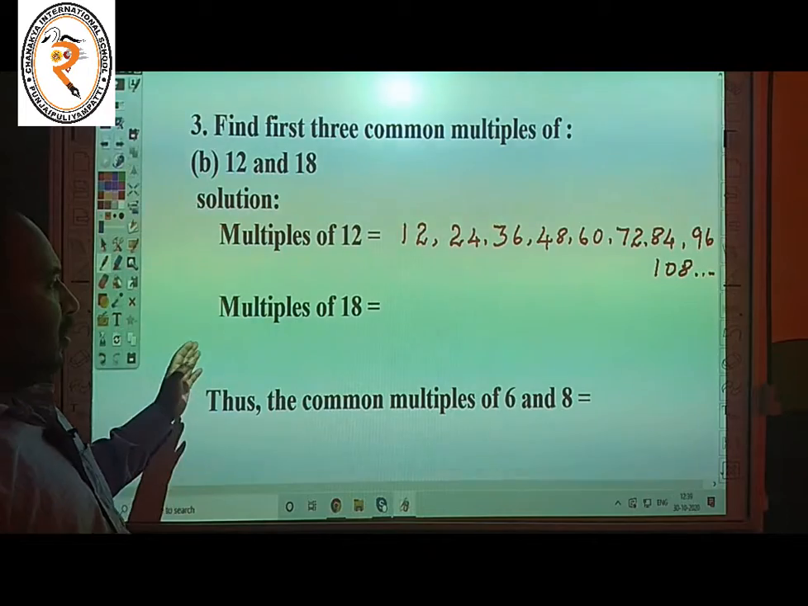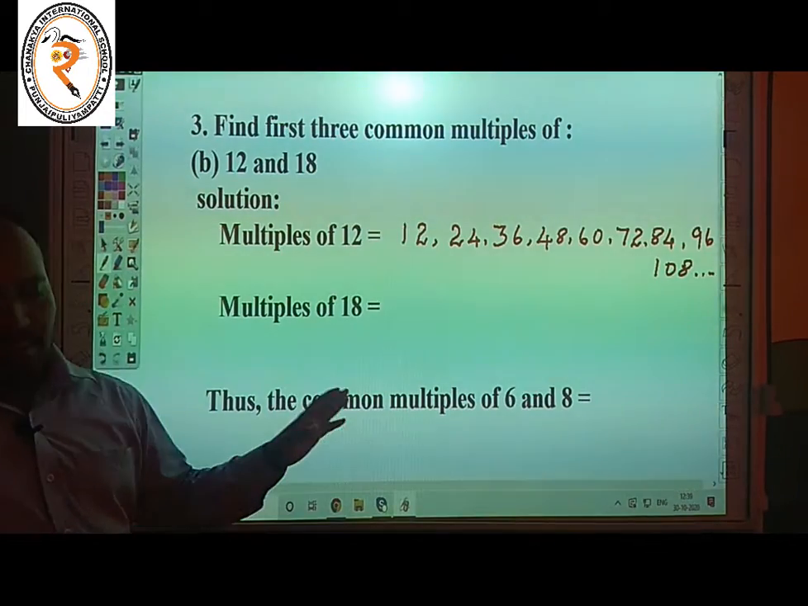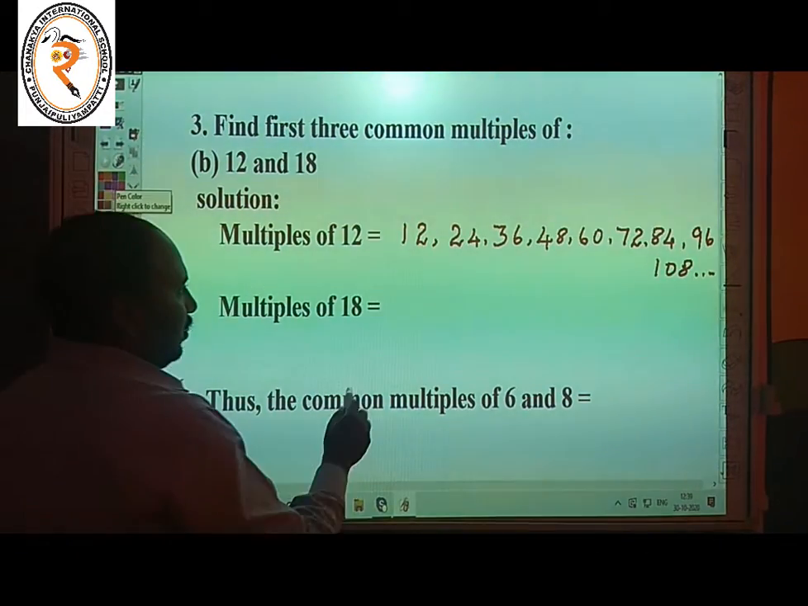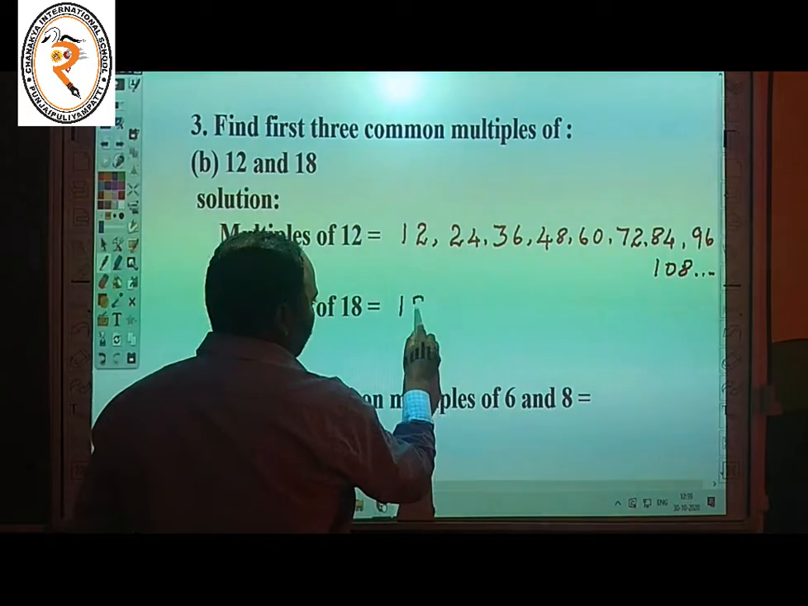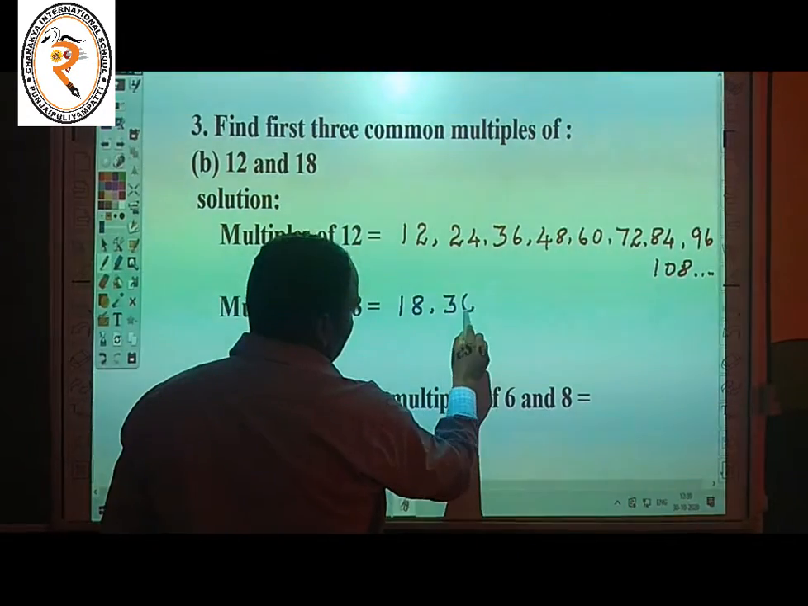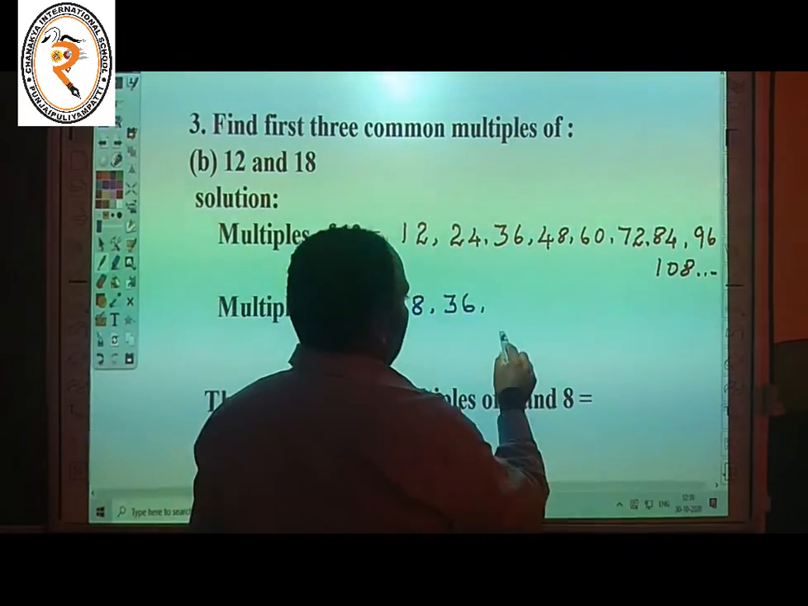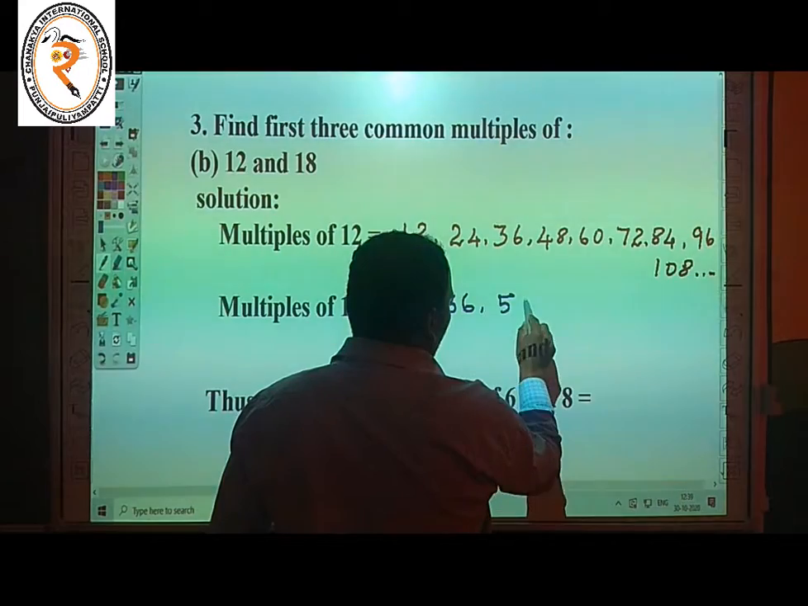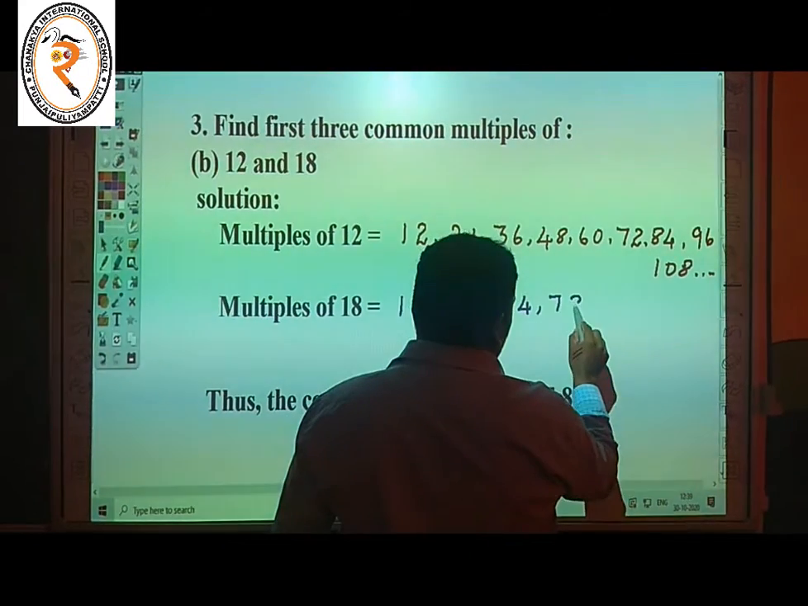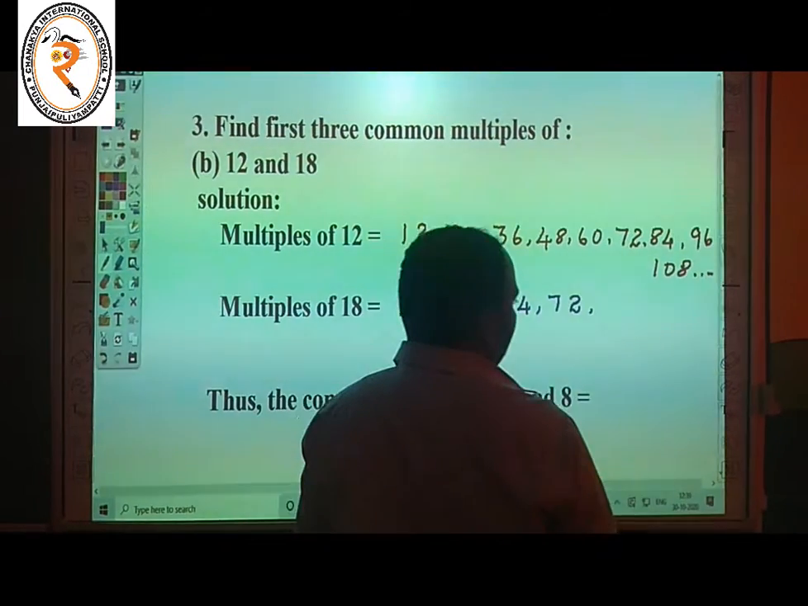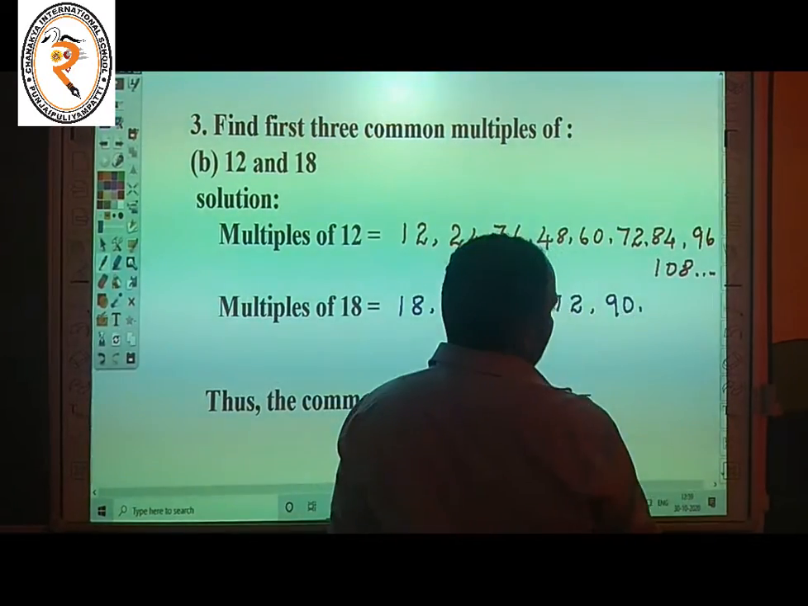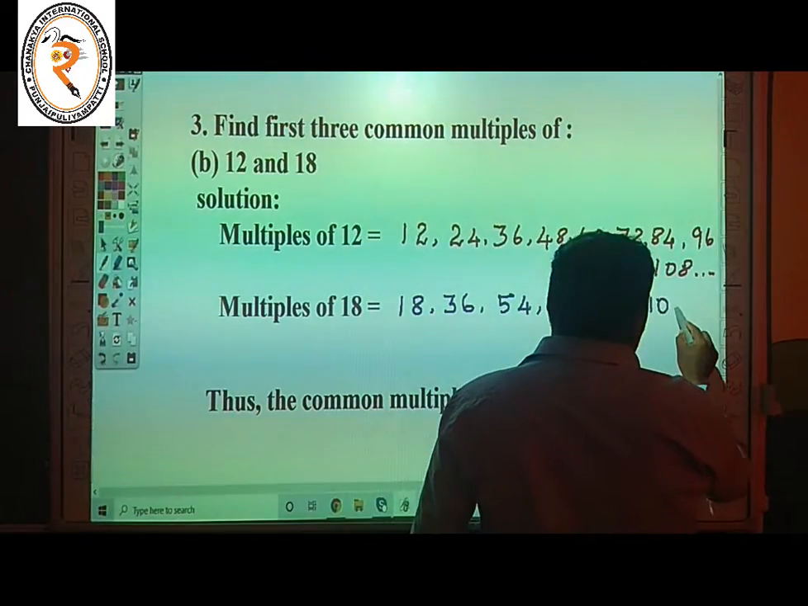Next we go to the multiples of 18. Multiples of 18. 1 18 is 18. 2 18s are 36. 3 18s are 54. 4 18s are 72. 5 18s are 90. 6 18s are 108.